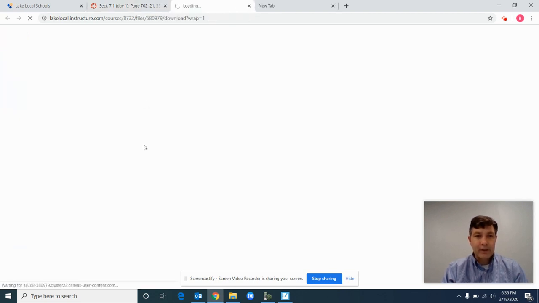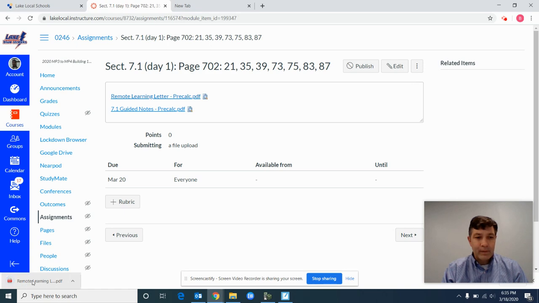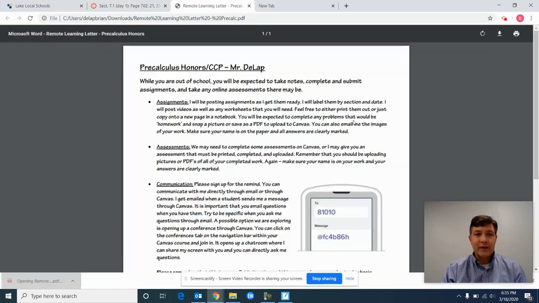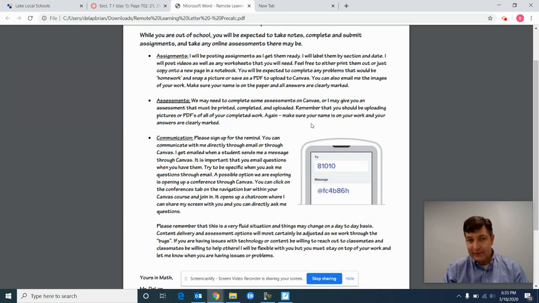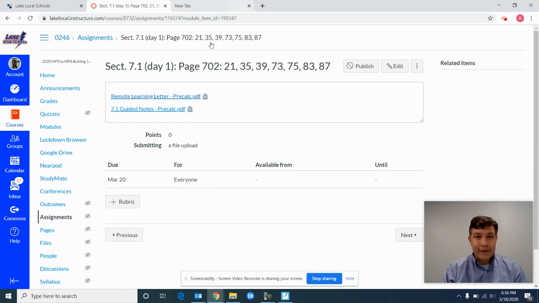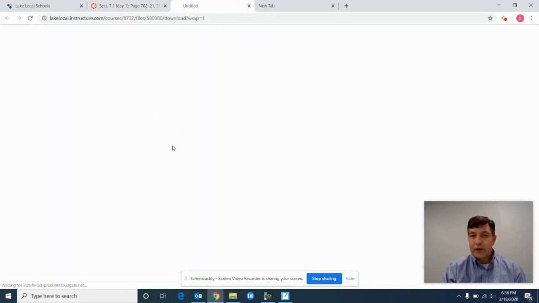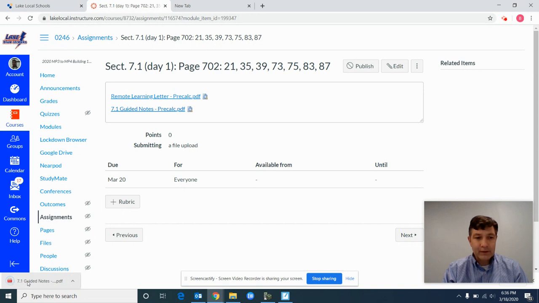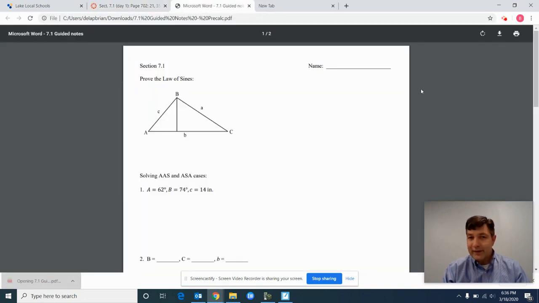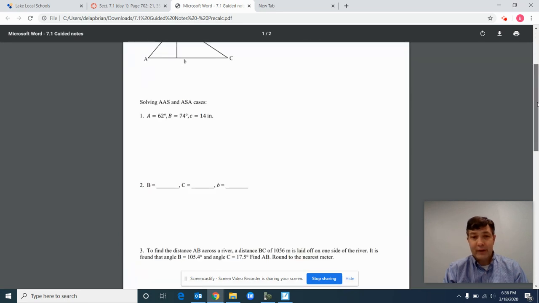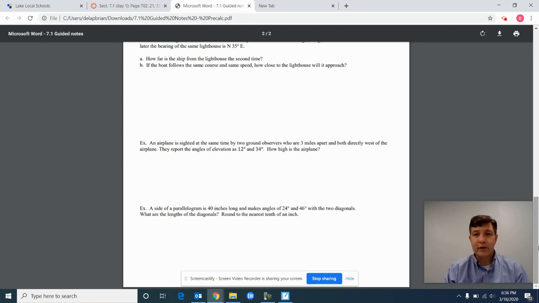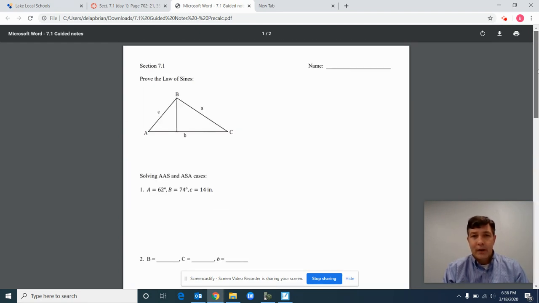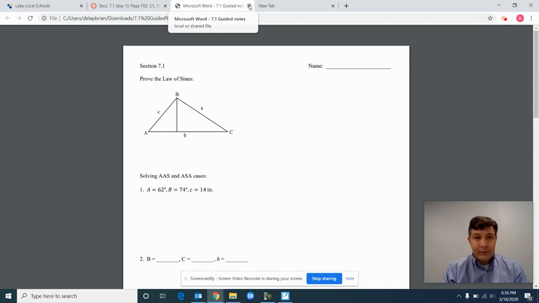So if you go here and pull that up, you can see what we talked about. Main thing is the Remind. If you would sign up to that, that's an easy way for me to say, hey, we've posted a new lesson for you. So that is the learning letter. The guided notes, you should print those before you start the lesson. And you can print those off and fill those in. If you do not have printer capabilities, you can just copy these on a sheet of paper, but it is important that you do get the notes down. It will aid in your learning.